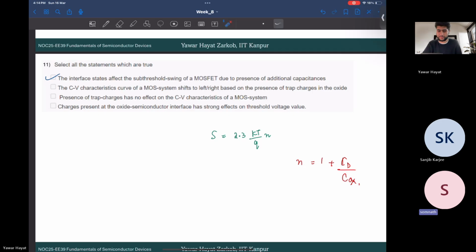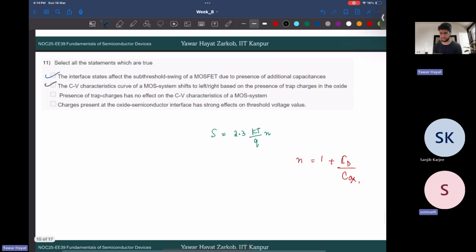Yes, sir. Okay. What about the second? Is this correct or wrong? True, sir. True, right? Because the presence of the trap charge in the oxide would change the flat band voltage in the CV characteristics of the MOS system. And once flat band is disturbed, the curve would be laterally shifted right or left based on the nature and magnitude of the change.